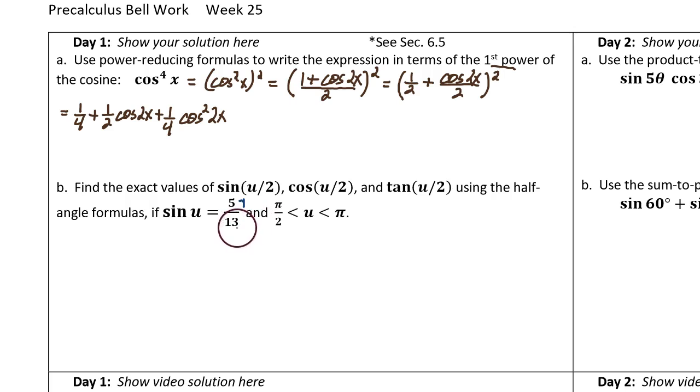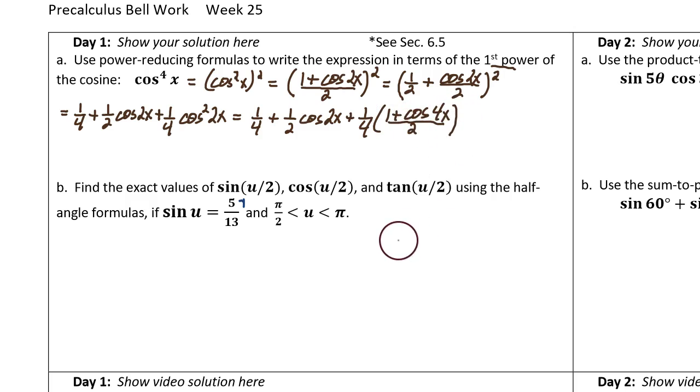Now we can apply the power-reducing formula again on this piece right here, on this cosine squared piece. So this will make 1/4 plus 1/2 cosine 2x plus 1/4, and then in parentheses, let's make our substitution for the cosine squared 2x, where we use the power-reducing formula. It's 1 plus cosine 4x all over 2. At this point, we have the cosine expressions to the first power, which is what we were asked to do.